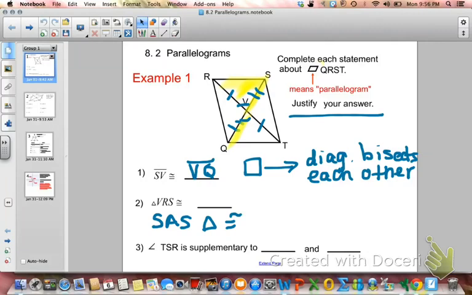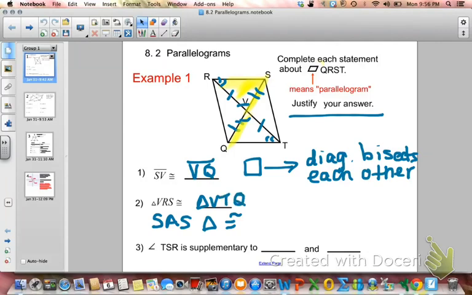So we can name the triangles. If I named triangle VRS, we want to name the angles that are congruent. Now remember, alternate interior angles are congruent. So this angle SRV is the same measure as this angle VTQ. So that'll help us with our order. So triangle VRS is going to be congruent to triangle VTQ.